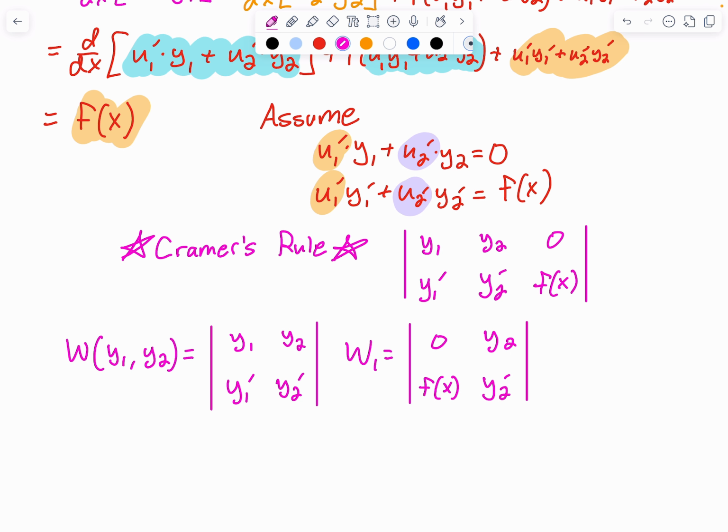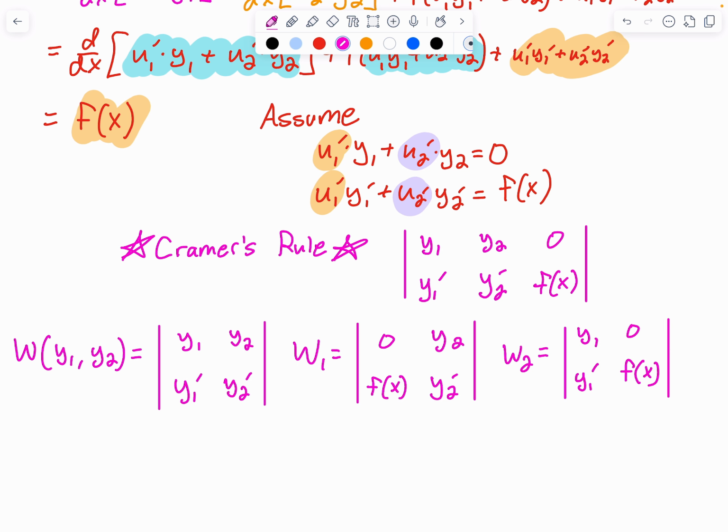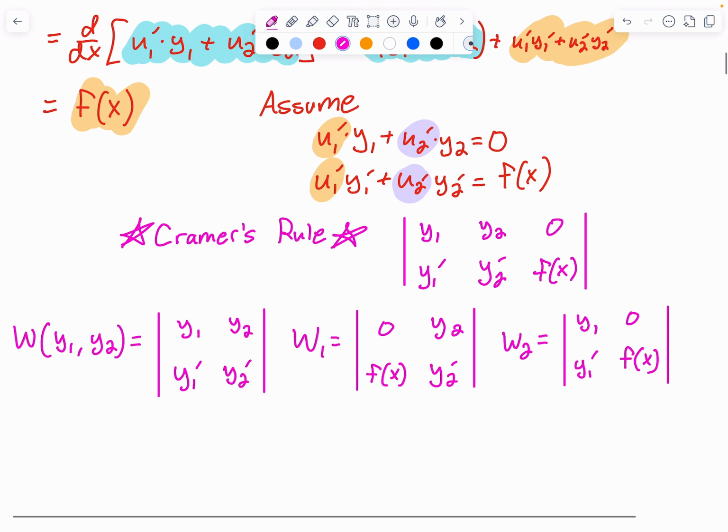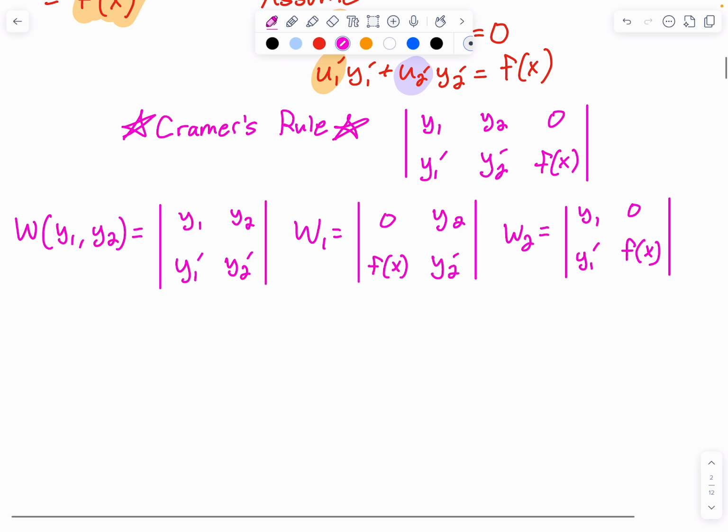One day I'll get the letter straight. Sorry, guys. All right, I have that. And then w2. I keep the y1, y1 prime, and now I replace that column with f of x. These are all determinants, so you'll treat them the same as we've done in the past with the Wronskian. Luckily, these are 2x2s that we'll change here in a bit.